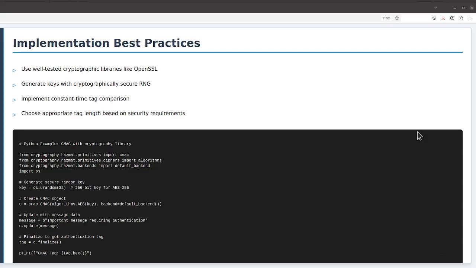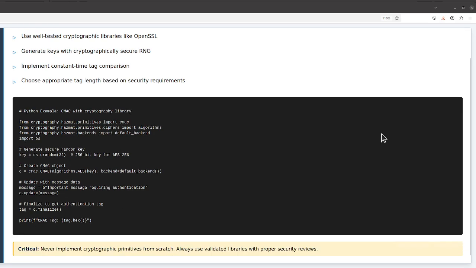First and foremost, use well-tested cryptographic libraries rather than implementing CMAC from scratch. Libraries like OpenSSL, Bouncy Castle, or platform-specific crypto APIs have been extensively reviewed and optimized. When selecting a library, verify that it has been validated against test vectors from NIST or RFC specifications.